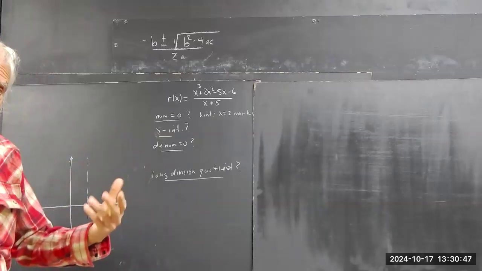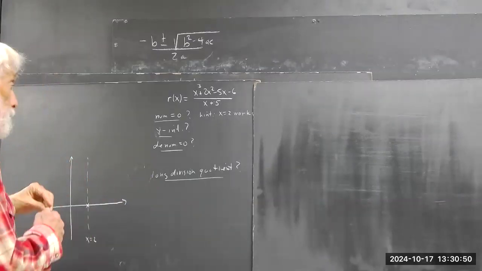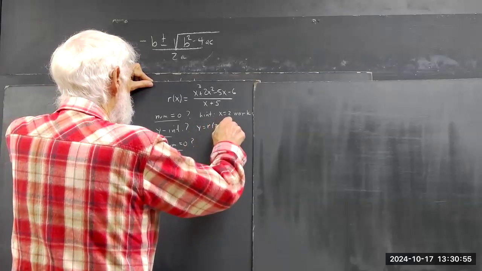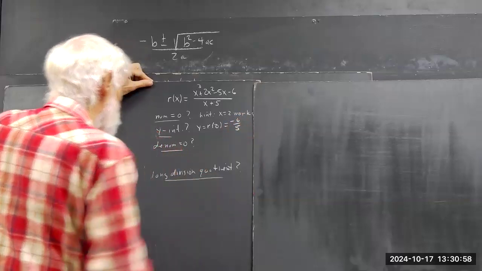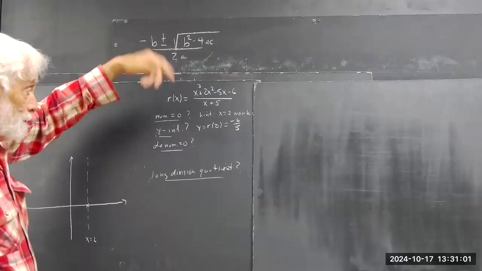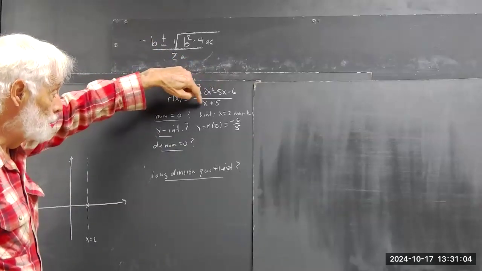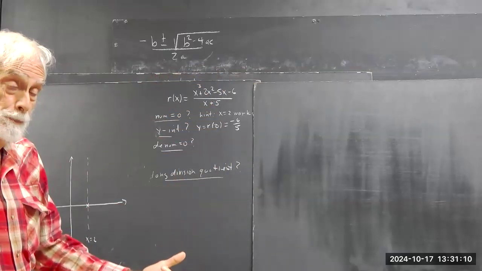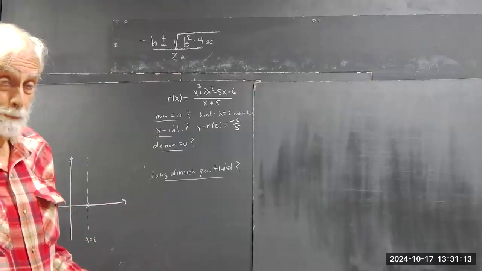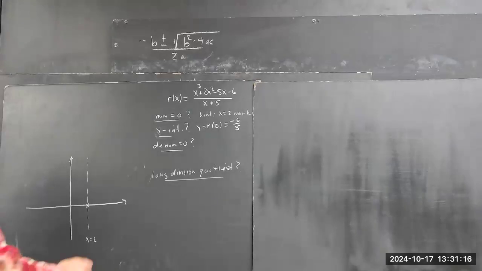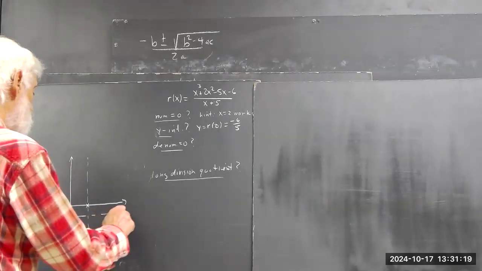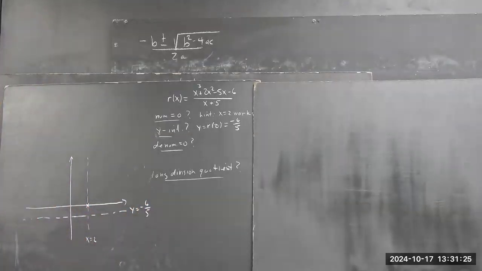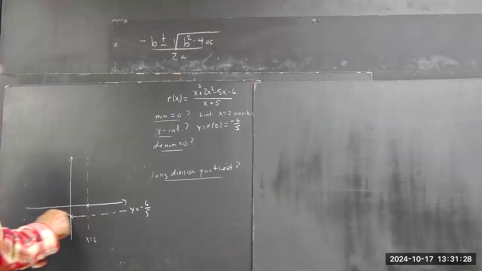Y-intercept. Well, most of you have the y-intercept, some of you don't, but the y-intercept is just r of 0. And all the x terms, both numerator and denominator, are going to give you 0. You're going to be left with -6/5. So you got your y-intercept. Okay, so that one is always easy, so make sure you always get it. And then draw it here. y equals -6/5.